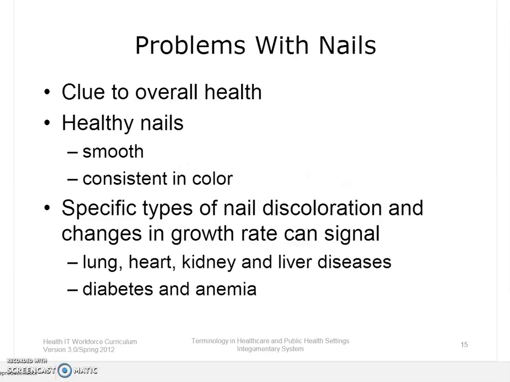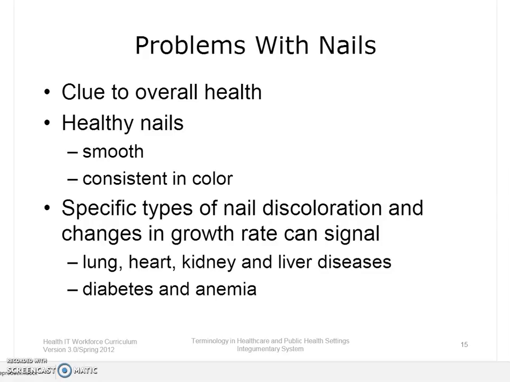We also indicated that the fingernails and toenails are included with the integumentary system. The toenails and fingernails protect the tissues of the toes and fingers. They are composed of layers of hardened protein called keratin, which is also in hair and skin. The fingernails and toenails are a clue to overall health. Healthy nails are usually smooth and consistent in color.